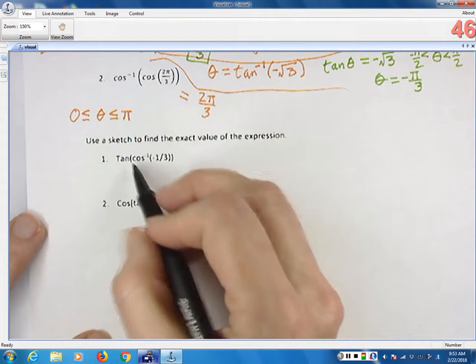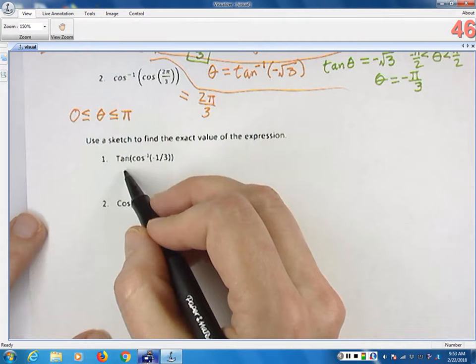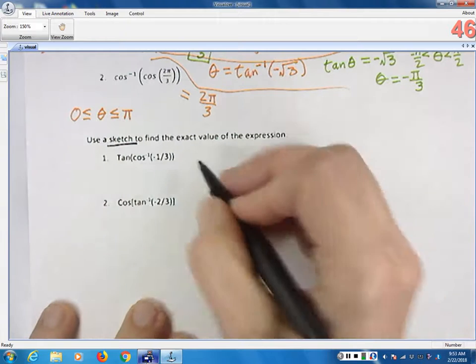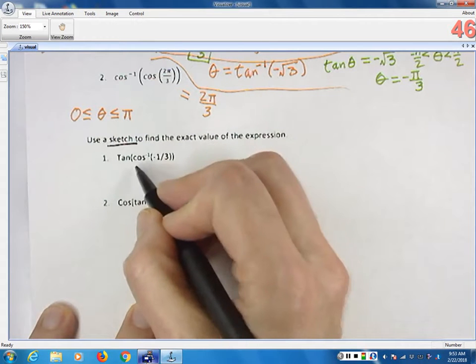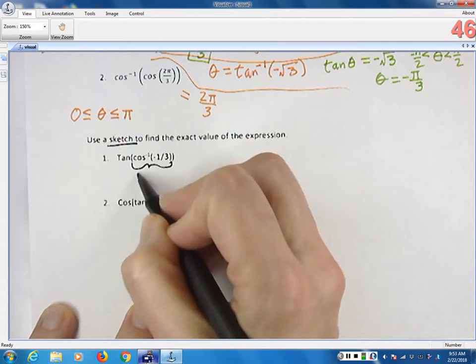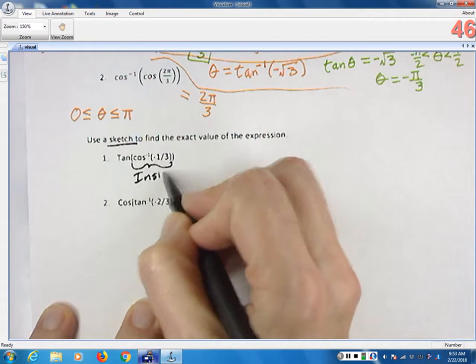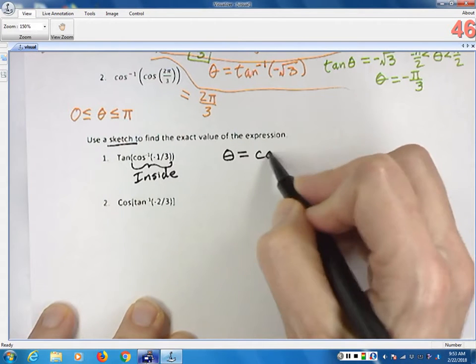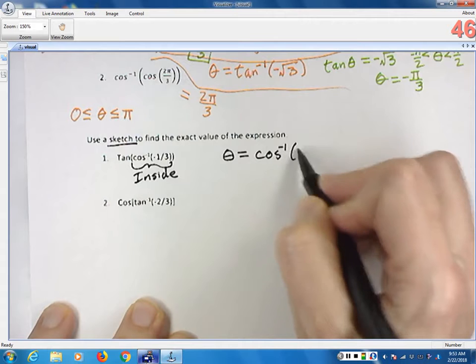All right. So, how do we do these? Sketch to find the exact value of the expression. These are more like the worksheet that's due. So we start on the inside. This is the inside. So we're going to write theta equals inverse cosine of minus a third.